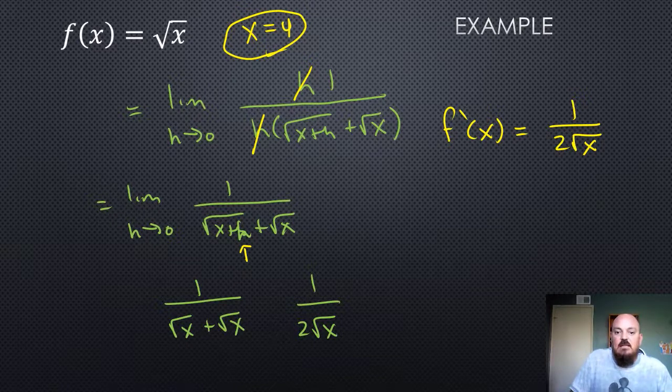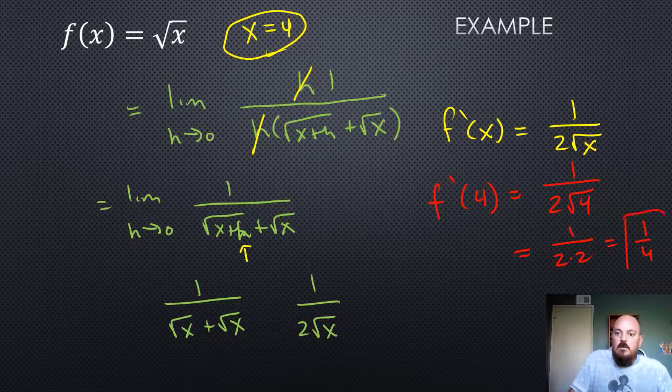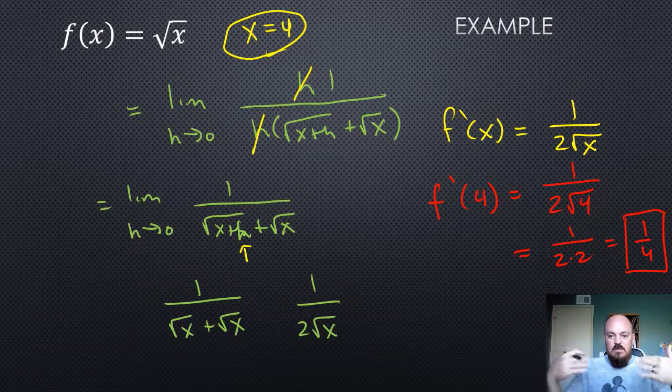Basically, find f prime of 4. Well, that would be 1 over 2 times the square root of 4. Now the square root of 4 is 2, and 2 times 2 is 4. So the final answer to the question is 1/4. The slope of the tangent at that exact point where x equals 4 would be 1/4. The extra work, the difference between our first example and this one, is just that tiny bit of work I did in red there at the end.